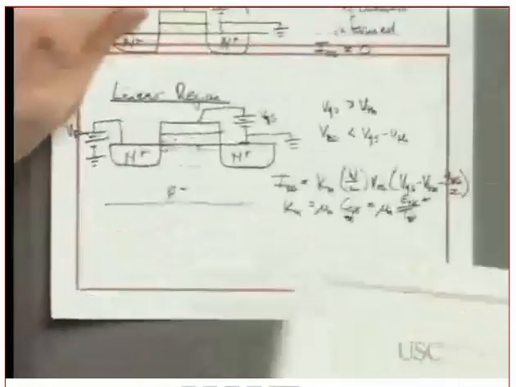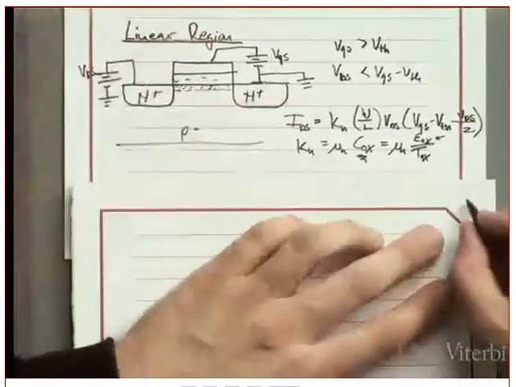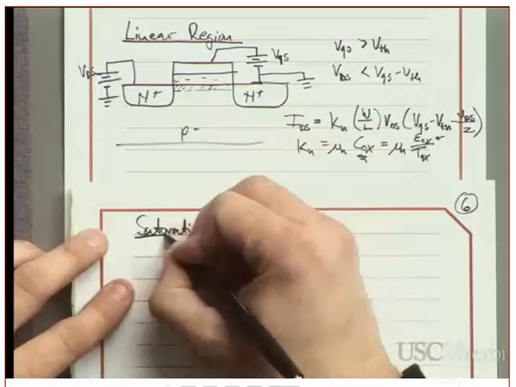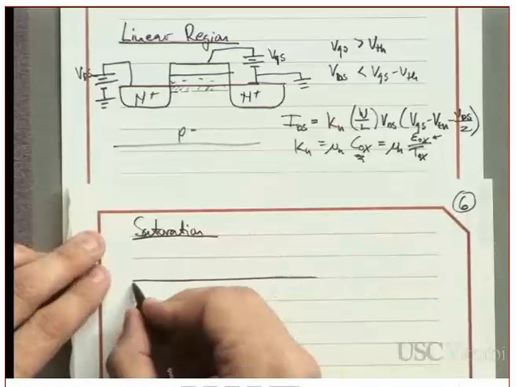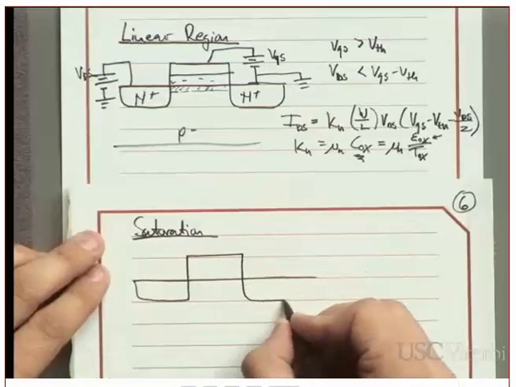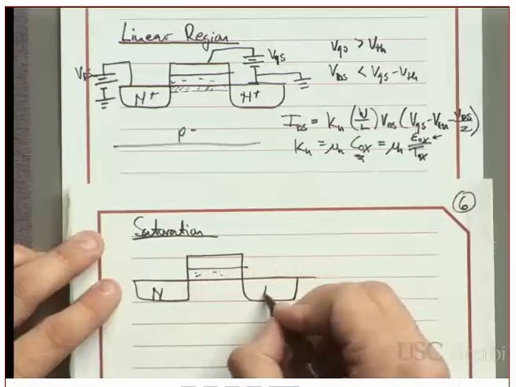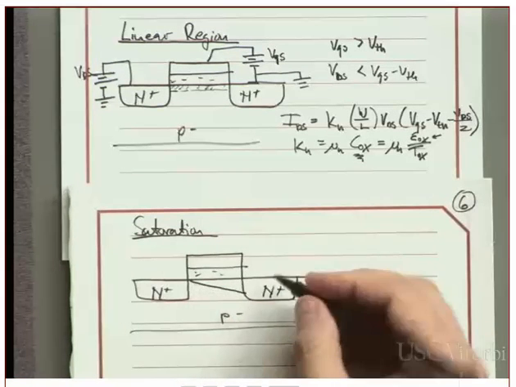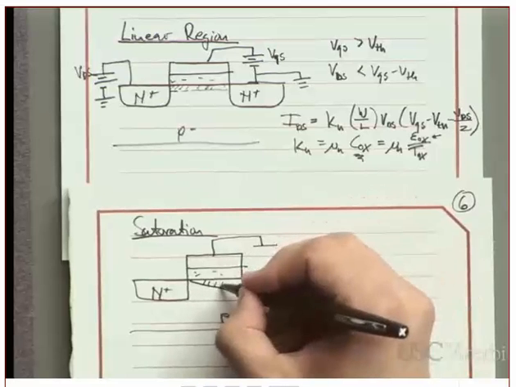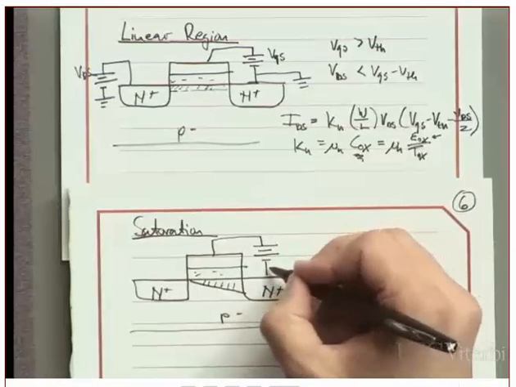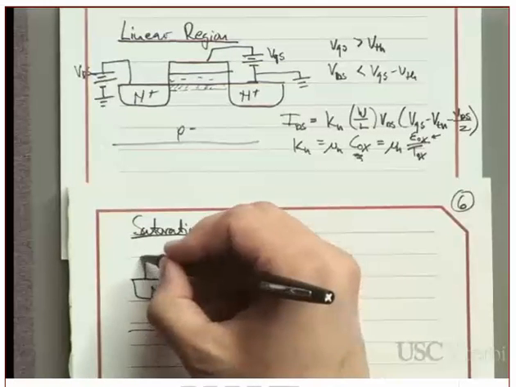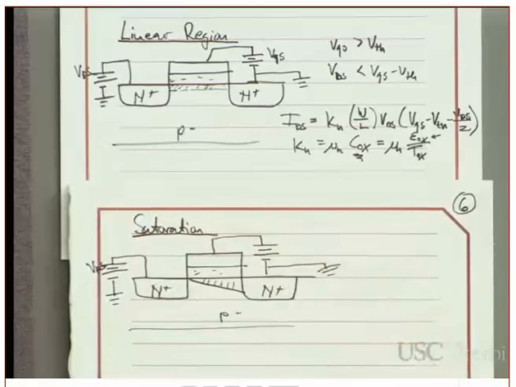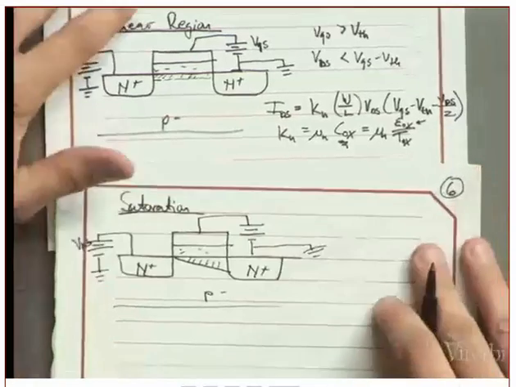And finally, of course, we have saturation. Let me draw my transistor again. Like I said before, in saturation, the channel has become pinched off. So my channel here now does not traverse the entire length, or just barely is cut off before it gets to the drain. So obviously in saturation the channel is pinched off.